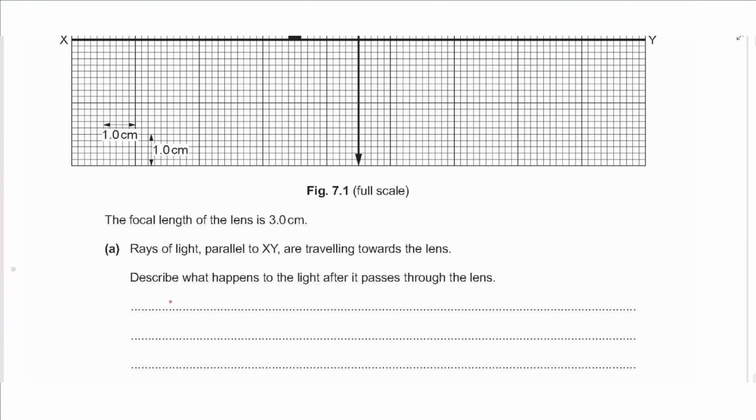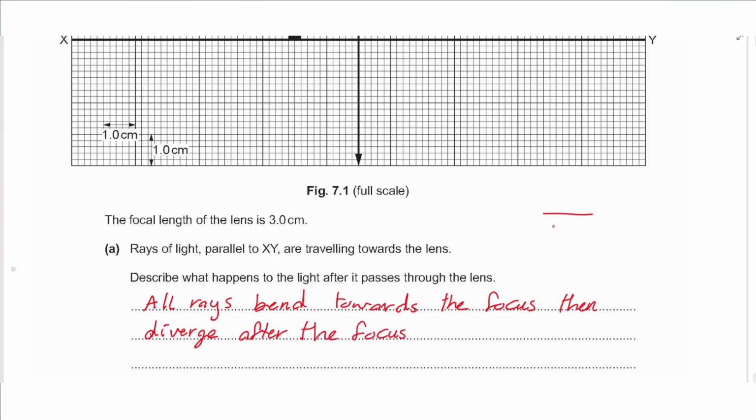So the rays that are parallel to the principal axis go towards the focal point or the focus after the lens. So we say that all rays bend towards the focus, then diverge after the focus. So they are all moving in this direction. The one on the principal axis goes on, the others meet at the focal point, then diverge afterwards.